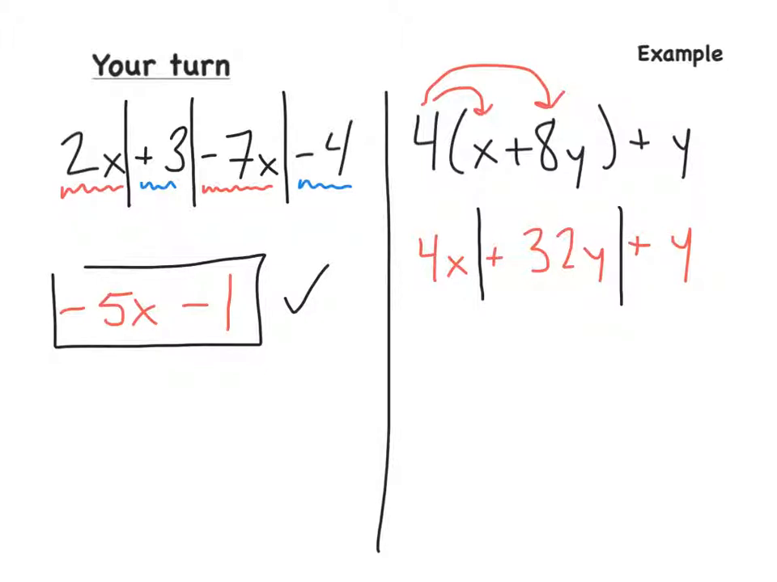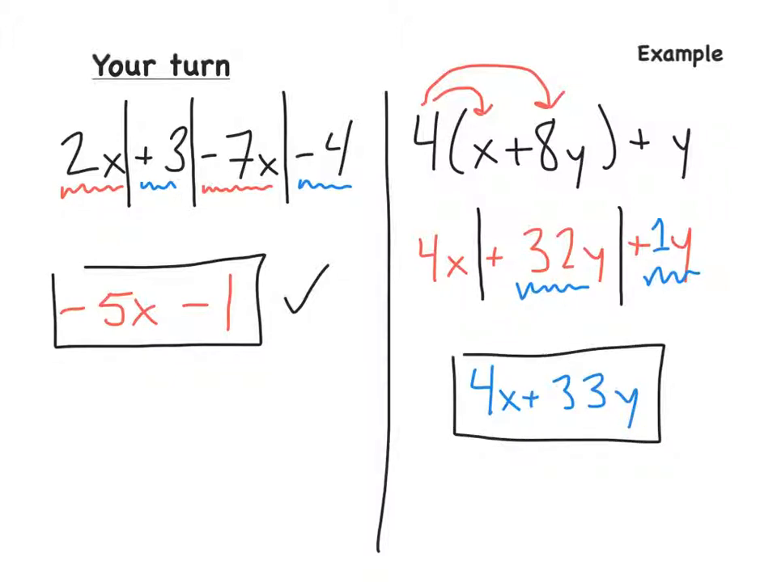So let's combine like terms. We have a positive 32y. Remember, this is a 1 for a coefficient. So if we have 32y's and we add another y, that is going to be equal to 33y's. And we bring down our 4x. We cannot combine these because, think of it like puppies and kittens. X is puppies, Y is kittens. You cannot combine puppies and kittens, so these stay the same. So our final answer is 4x plus 33y.